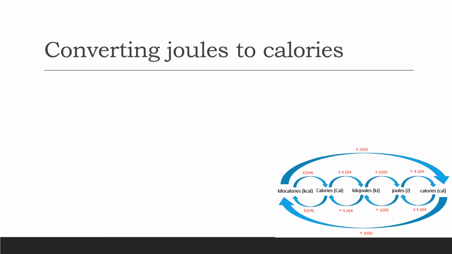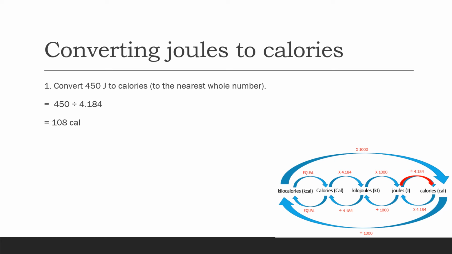Let's have a look at converting joules to calories. Convert 450 joules to calories with the lowercase c to the nearest whole number. Okay, so if we look at where joules is on our diagram, to get to calories, we have to divide by 4.184. So 450 divided by 4.184 equals 108 calories.